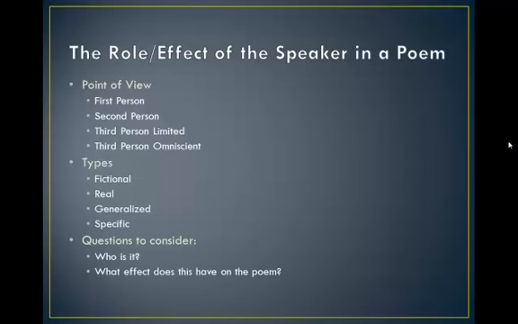And step 2 is to look at what effect does this have on the poem. What does it matter that it's the poet who's doing the speaking? Why does it matter that it's one of the characters or a historical figure? Okay. By choosing a specific speaker in a poem, the poet has added an effect. That is what you need to consider when you're looking at this.